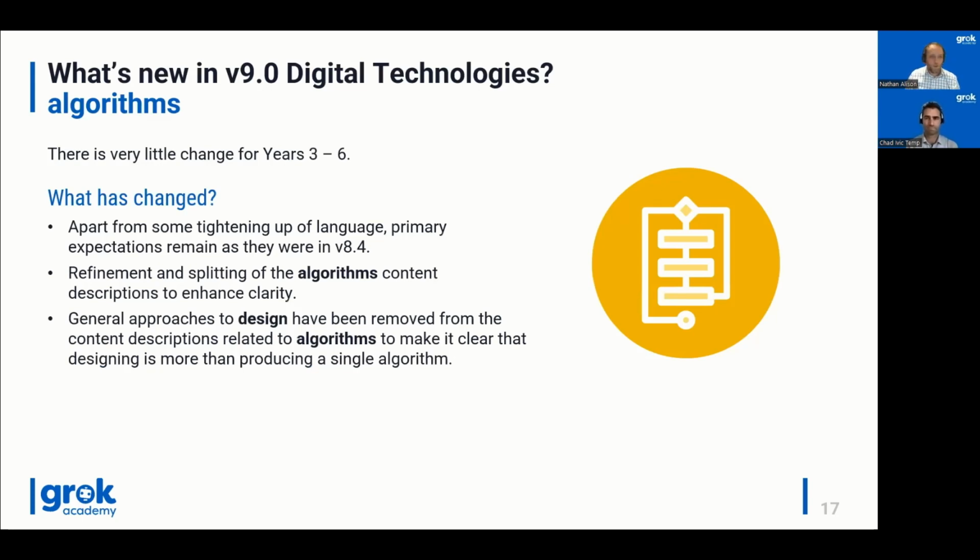What's new in version 9 of digital technologies? When it comes to algorithms, there isn't a lot changed from version 8.4 to version 9. There's a bit of tightening up of the language, but one of the big things that's happened is that the content description we used to see for algorithms has been split up. It used to be quite a dense one, and now it's been split.